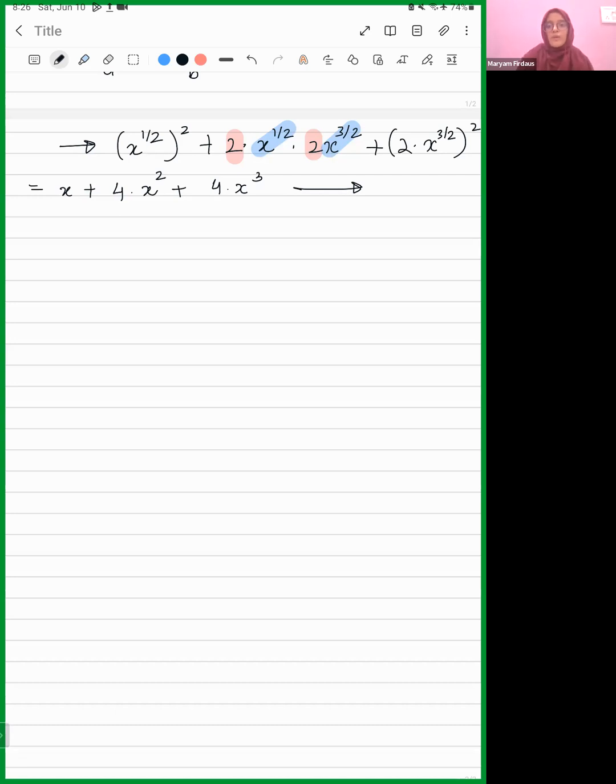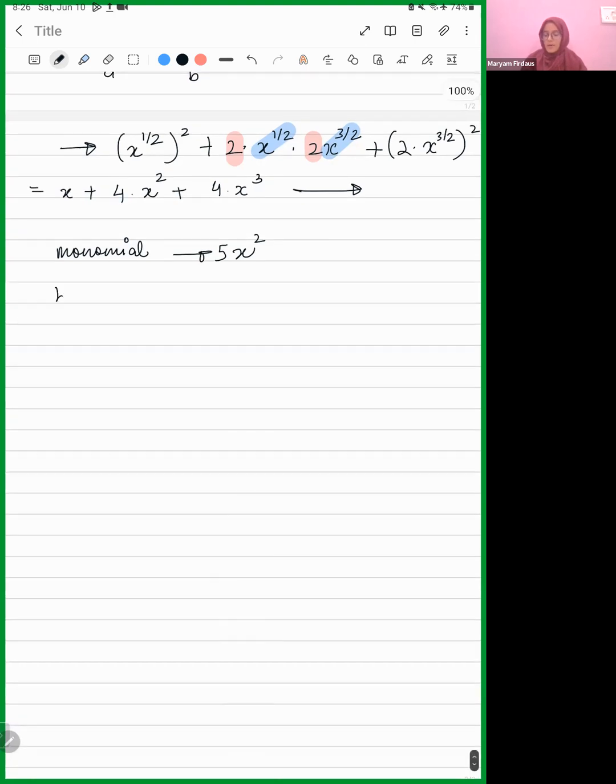Okay, do you know what a monomial, binomial, trinomial is? Yes, ma'am. Give me an example of a monomial. Ma'am, 1x, or just x. Okay, maybe I can write 5x square. This is also a monomial, right? Yes, ma'am. Can you give me an example of a binomial? Ma'am, 2x plus 5. Very good.